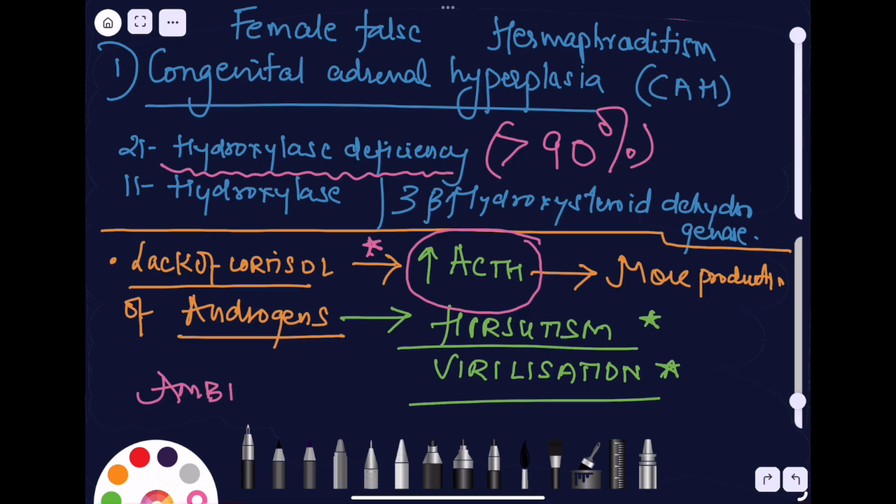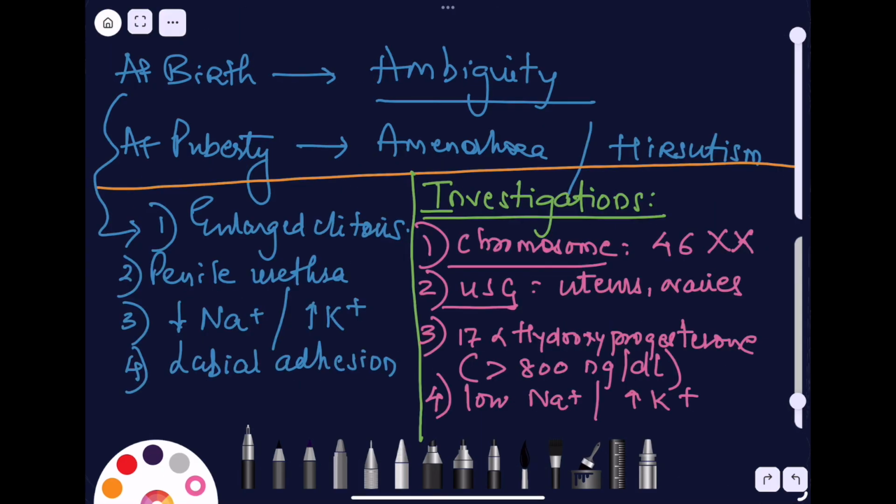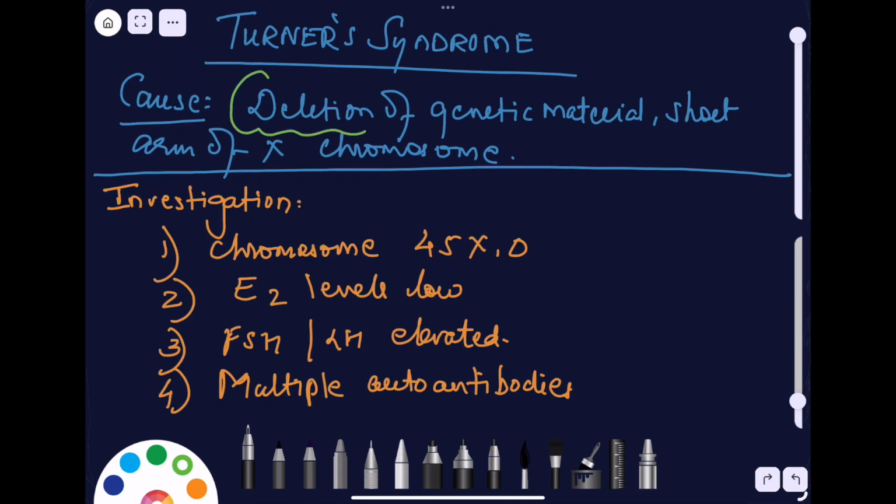Ambiguous genitalia at the time of birth can be a confusing picture. Such patients in puberty present with amenorrhea and hirsutism. On clinical examination, we find enlarged clitoris, presence of penile urethra, decreased sodium and increased potassium due to deficiency of aldosterone, and labial adhesions. From an investigation point of view, chromosome testing reveals that it is a female child with 46XX. Ultrasound shows presence of uterus and ovary, and blood test shows high levels of 17-hydroxyprogesterone, low sodium and high potassium.